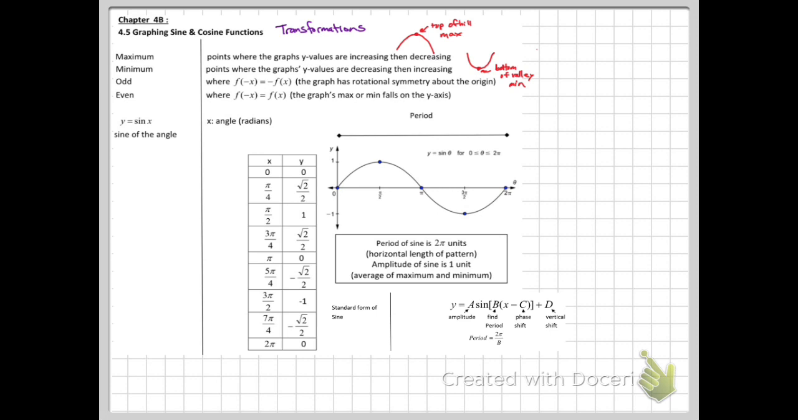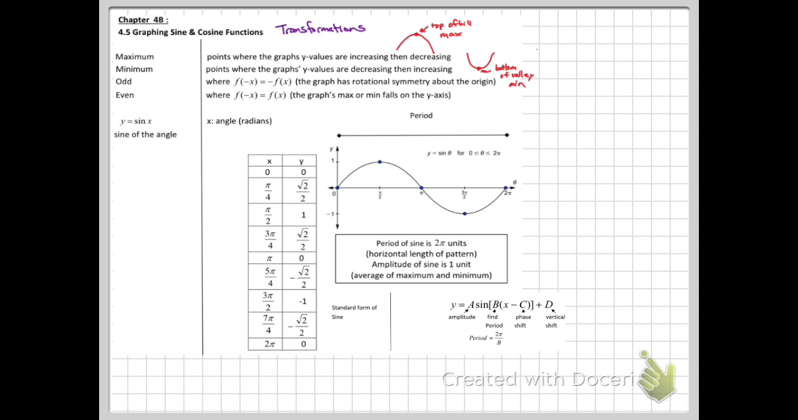Then even, odd, neither, we did that first semester. Mathematically, if you plug in negative x and you get the exact opposite equation out, that is an odd function. Whereas if you plug in negative x again and you get the exact same answer out, that is an even function. But we like to talk about the symmetry instead.